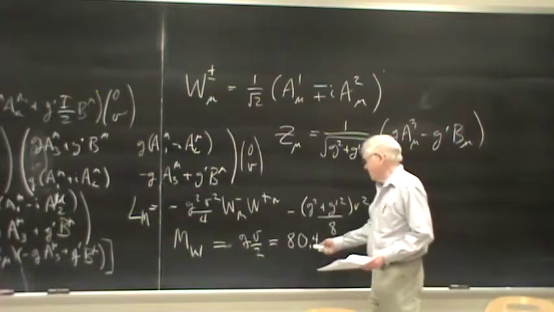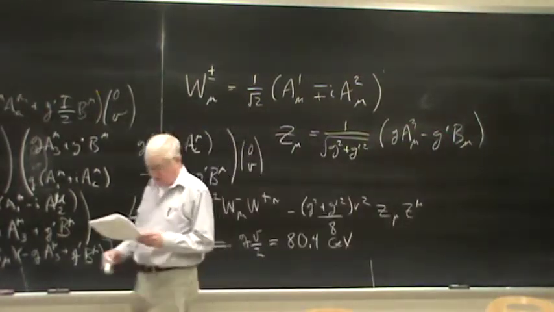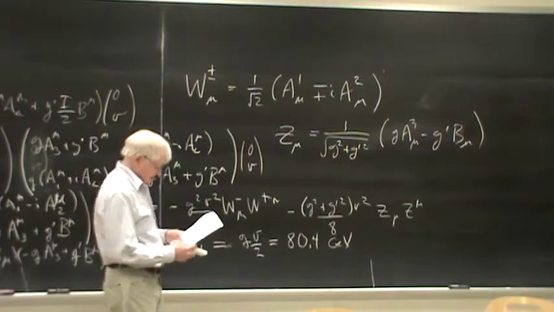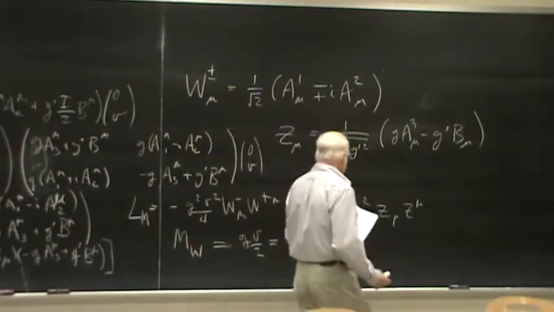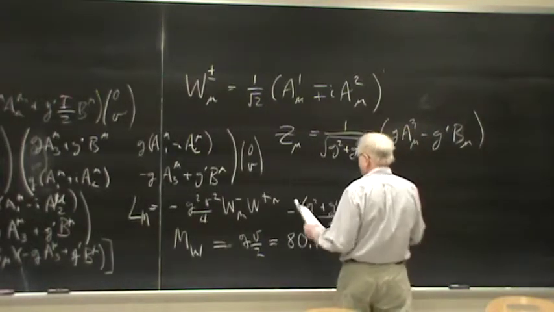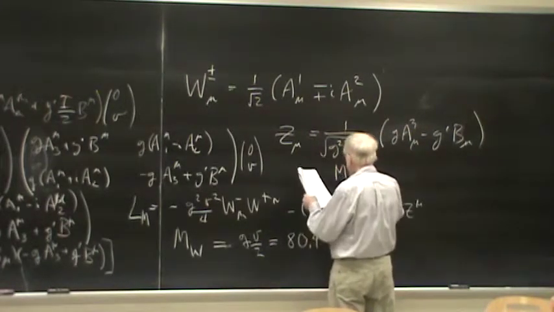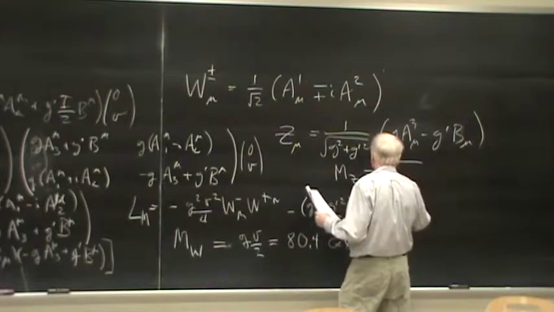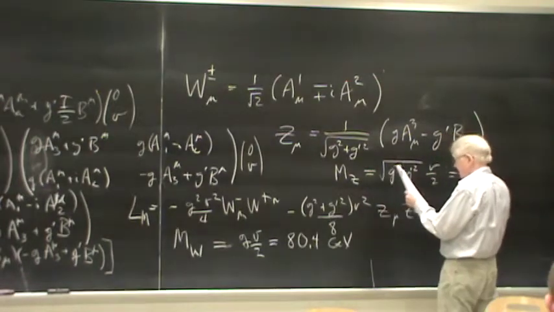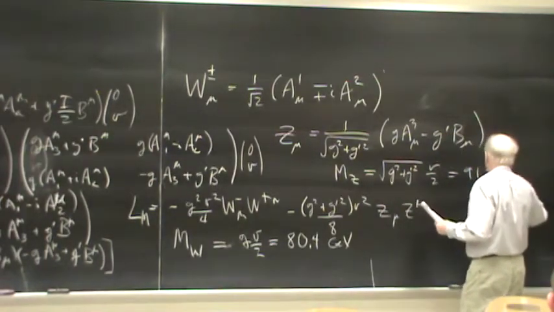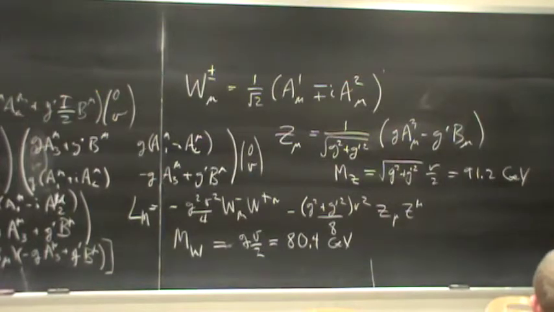And that came rather quickly, but it was sometime later that the Z mass was determined, or that the Z was found, let us say. mz is square root of g squared plus g prime squared, times v over 2, and that's 91.2 GeV. Okay, so these are the experimental masses, and this is the way they come about.